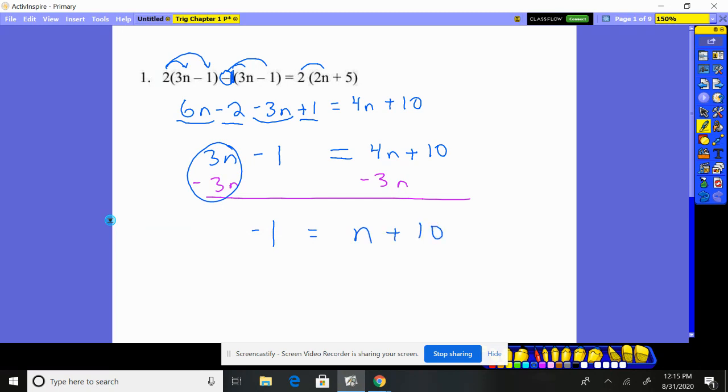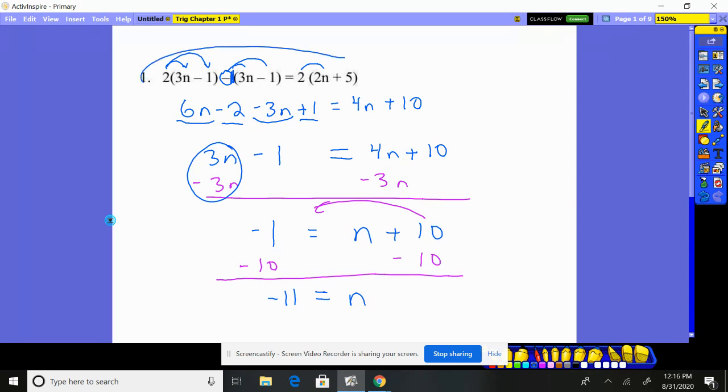Now, what I need to do is move this 10 to get over there. To do that, I'm going to get it off this side by subtracting 10, but whatever I do to one side, we must do to the other. So on the left of the equal, negative 1 minus 10 is negative 11. The n's by itself, we find out, n's value to make this true has to be negative 11. Negative 11 plugged into that n value will make that equation true.